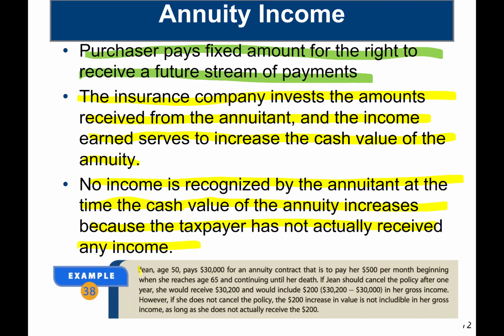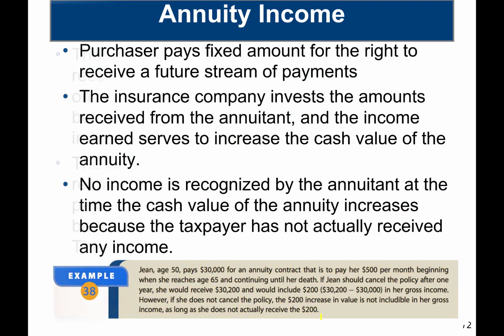So Jen, age 50, pays $30,000 for an annuity contract to pay her $500 per month, beginning when she reaches age 65 and continuing until her death. If Jen should cancel the policy, she would receive $30,200, because the cash surrender value of the annuity has increased, and that would be included in her gross income. However, if she does not cancel the policy, the $200 increase will not be included in her gross income, because she did not actually receive the $200, and having to cancel the annuity to get the money is considered a substantial limitation. So we wouldn't have to tax that increase.